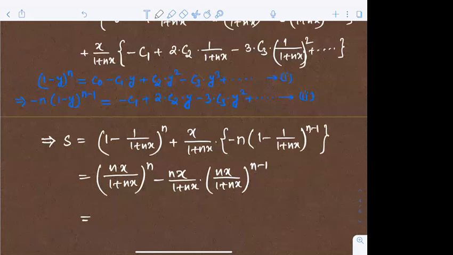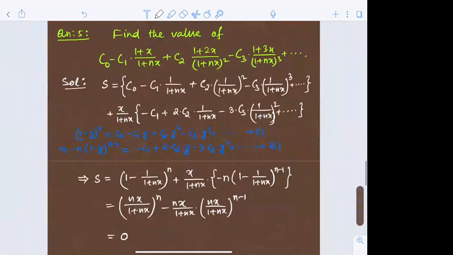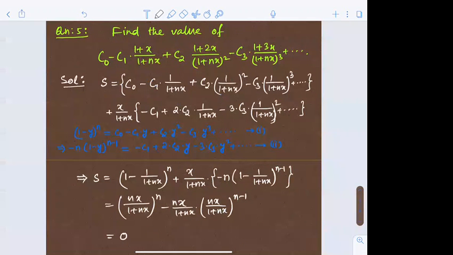Zero. The value will be 0. So that is the answer. This is the solution here for this question.